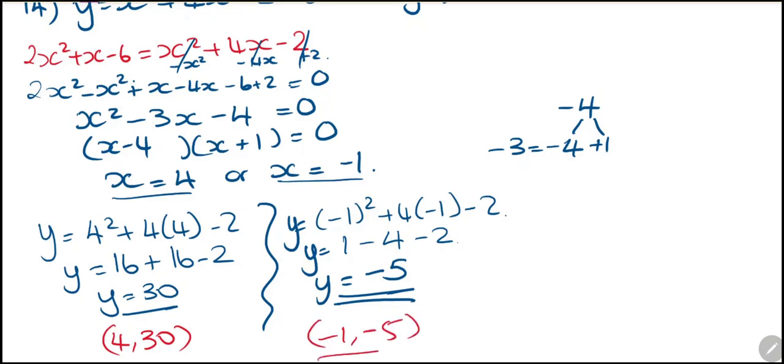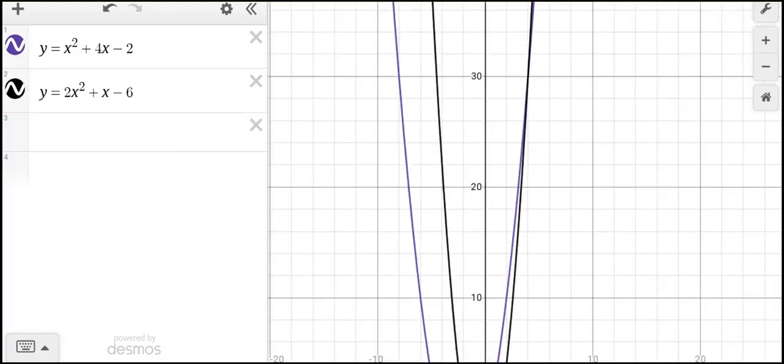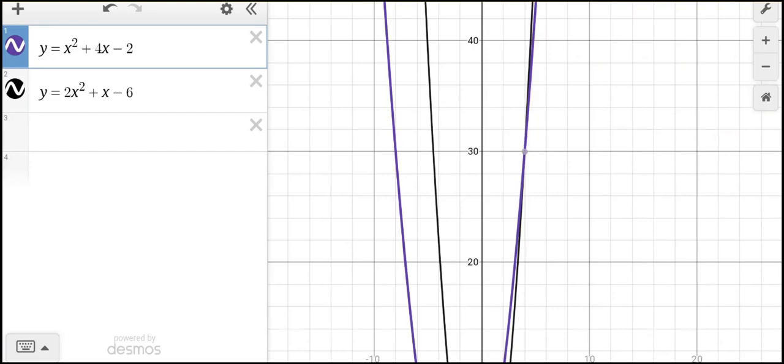And if we check in Desmos, we can see that we have one intercept there at minus 1, minus 5. And then if we scroll in here, we can see we have the other one at 4, 30.